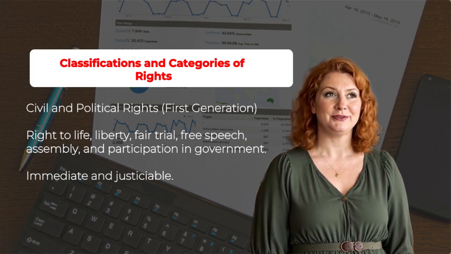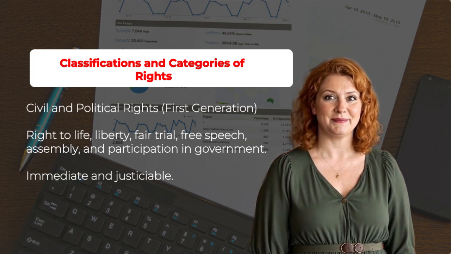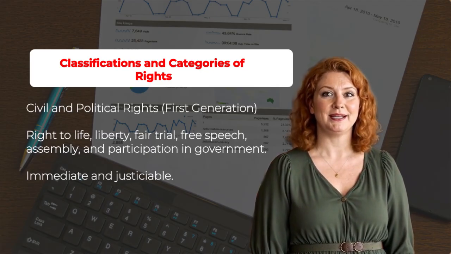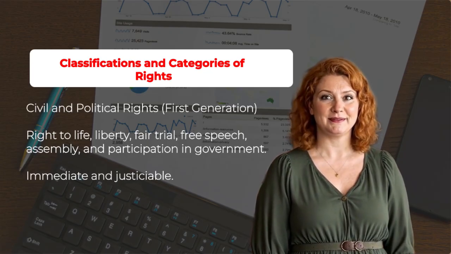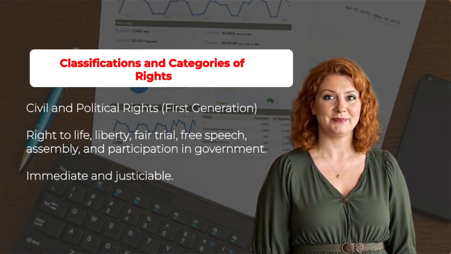Negative versus positive rights. Negative rights require non-interference, e.g., freedom from torture. Positive rights require state action, e.g., provision of education.